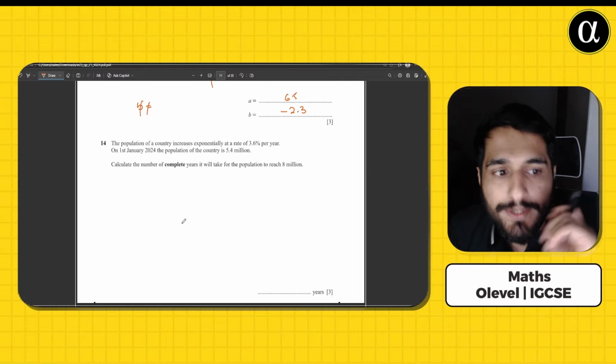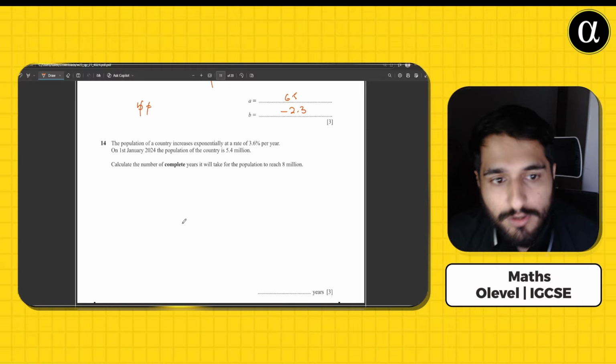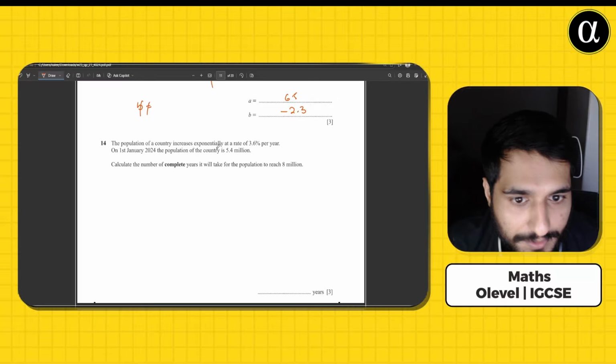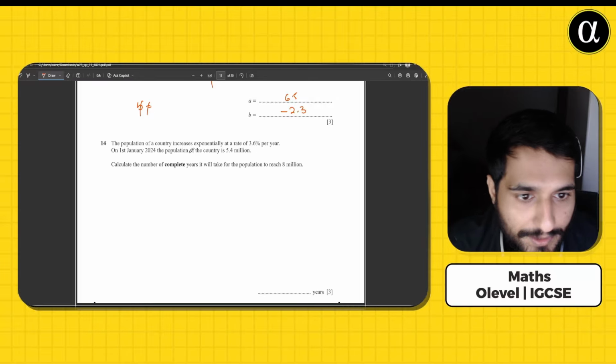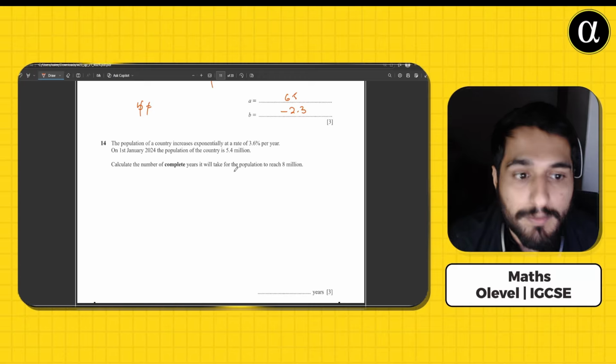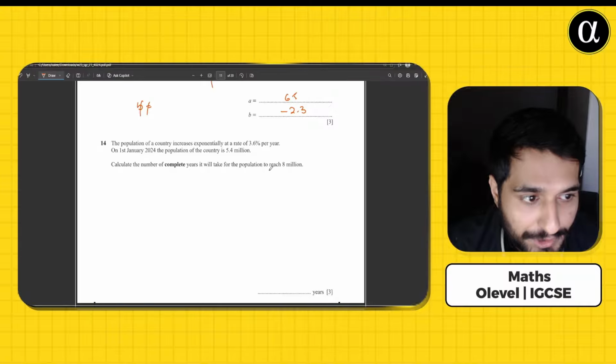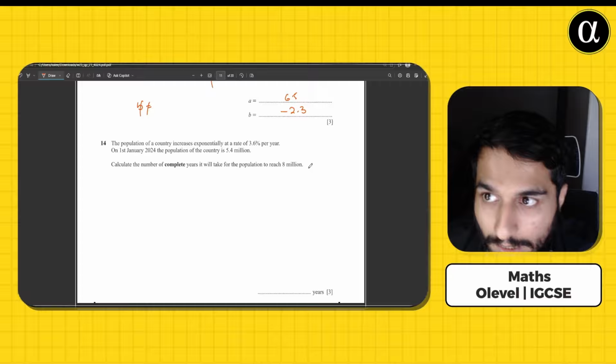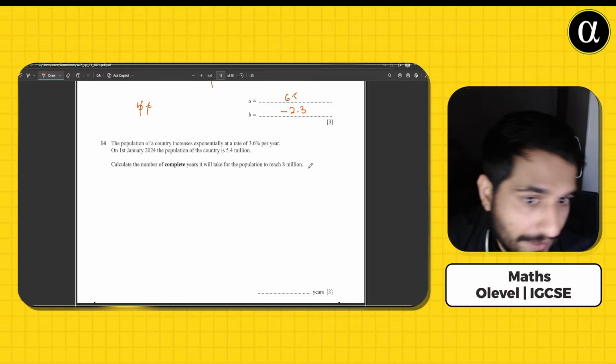Let's solve it. The population of a country increases exponentially at a rate of 3.6% per year. On 1st January 2024, the population of the country is 5.4 million. Calculate the number of complete years it will take for the population to reach 8 million. This is an interesting question of growth rate and decay. We may be seeing a nice concept over here.